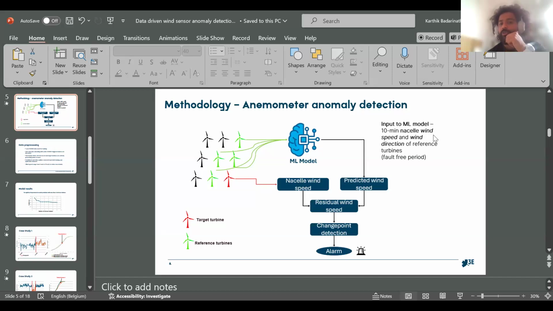The input, as I told, is just the wind speed and the wind direction of, for example, in this case these 4 turbines, to predict the wind speed on this turbine. So it's basically just the nacelle wind speed and wind direction.